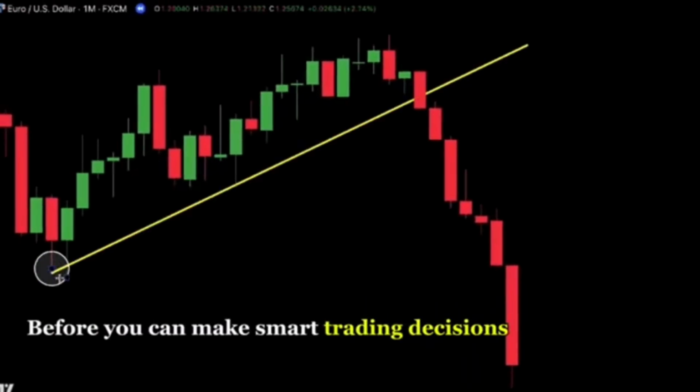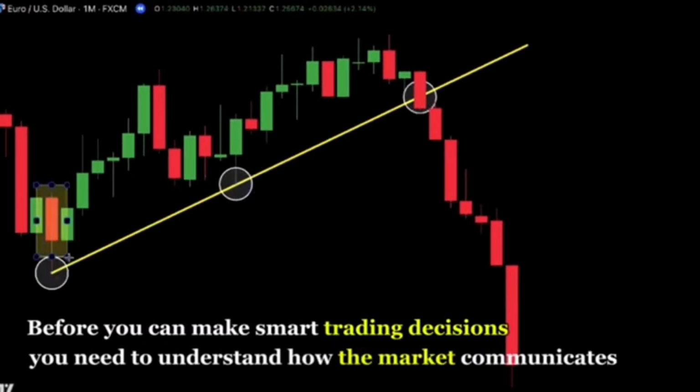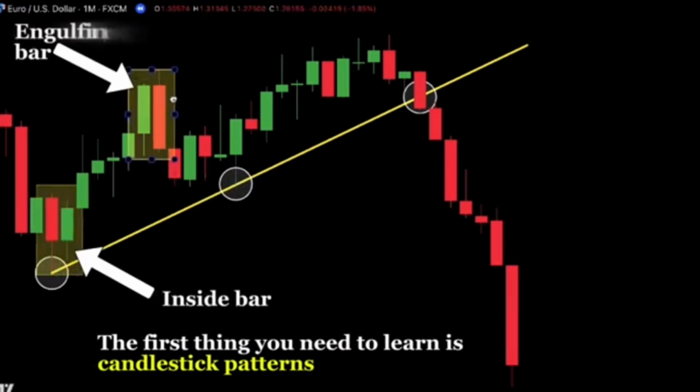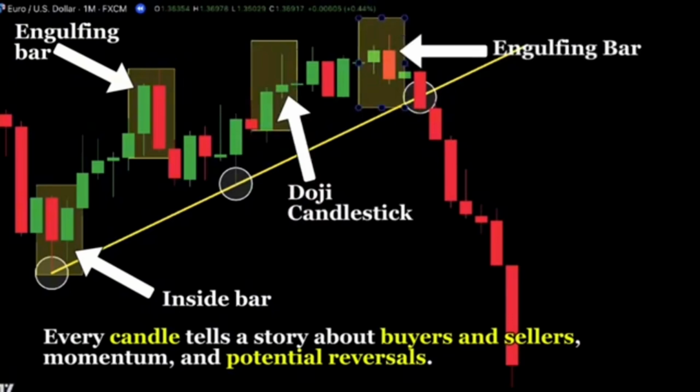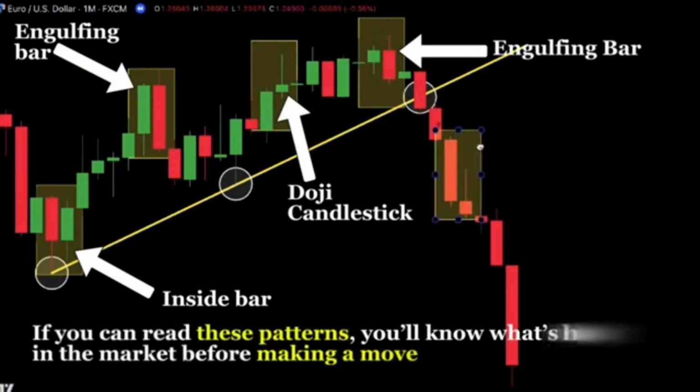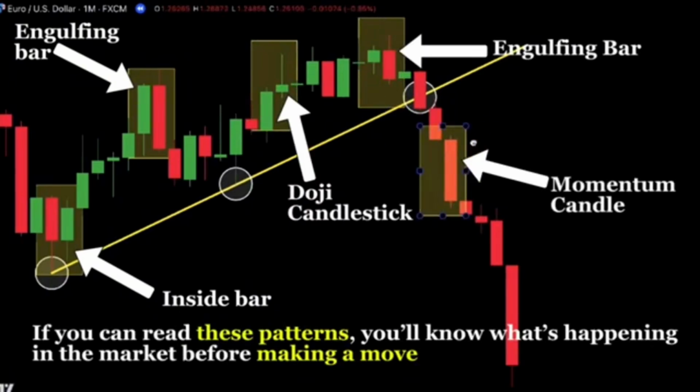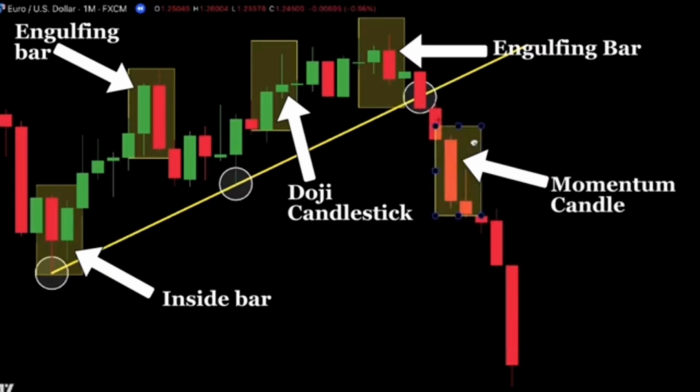Let's get started. Before you can make smart trading decisions, you need to understand how the market communicates. And the first thing you need to learn is candlestick patterns, the foundation of price action. Every candle tells a story about buyers and sellers, momentum, and potential reversals. If you can read these patterns, you'll know what's happening in the market before making a move. Now, let's break down the most important candlestick patterns you need to know.